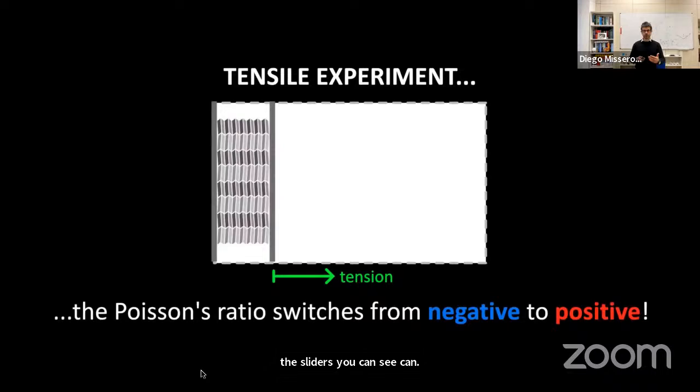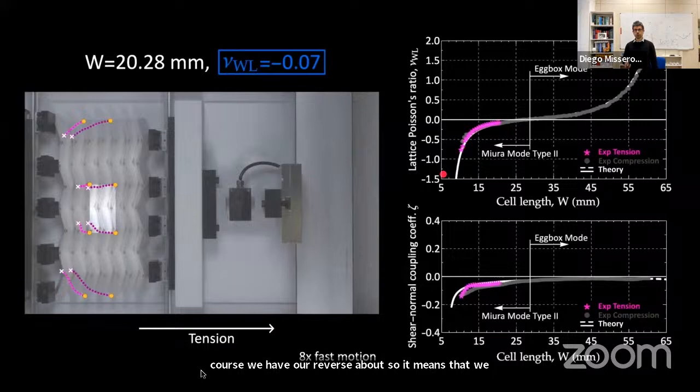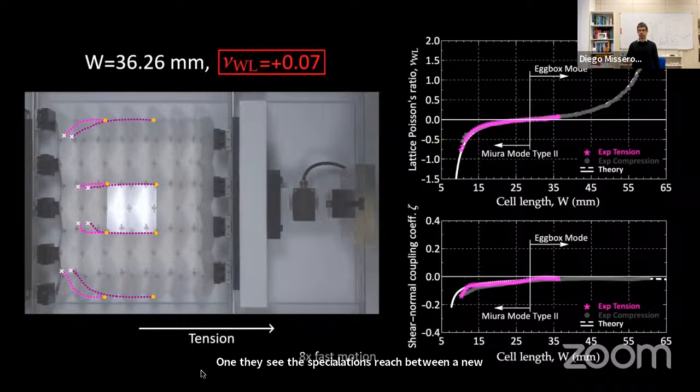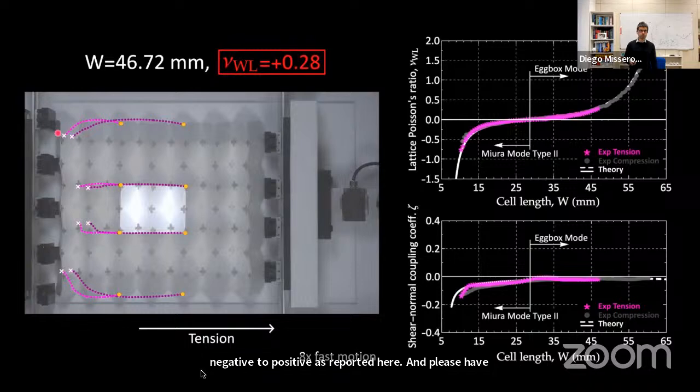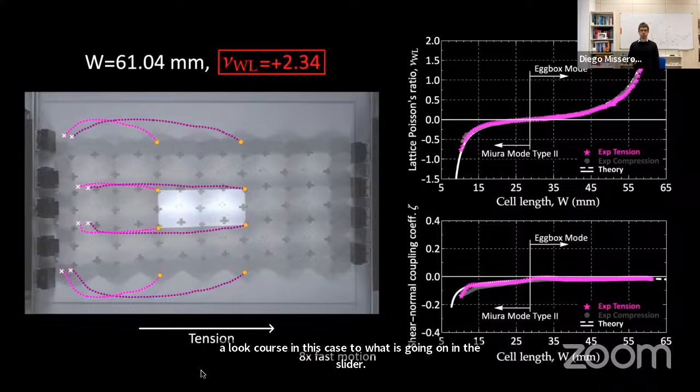Then, of course, we have a reversible auxeticity. So it means that we can start from a folded state and we can unfold the system. The Poisson ratio, as you can see here, is negative. Then when the tessellation switches from a Miura mode type 2 to the eggbox mode, we also have a Poisson ratio switch from negative to positive, as reported here. And please have a look also in this case at what is going on in the slider. I will show you this movie once more because it's quite impressive in my opinion.